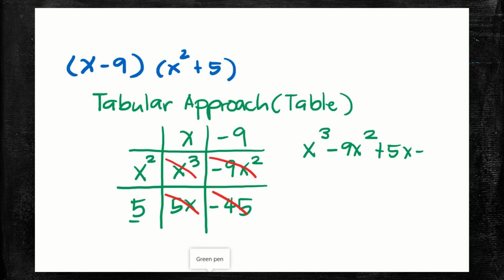So the product was obtained using the tabular approach, and this is the same expression that we obtained using the FOIL technique. Now there are also other techniques, but just to keep it simple, you can use the FOIL method or the tabular approach in finding the product of expressions. I hope I was able to help you understand how to multiply expressions, particularly a binomial expression multiplied by another binomial expression.